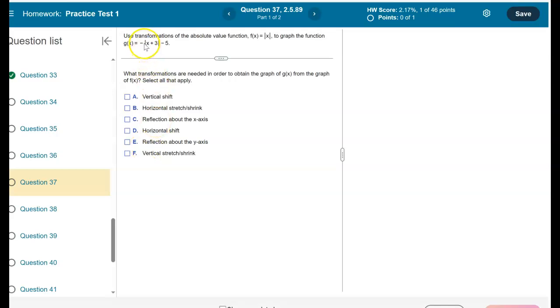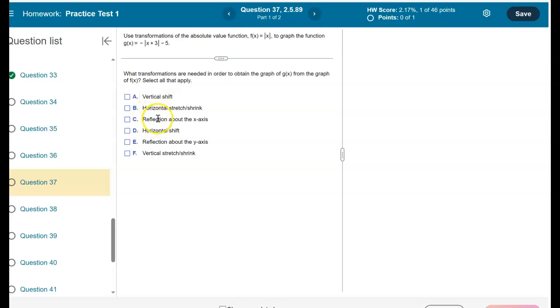Since the negative is not beside x, inside the absolute value, that means it is a reflection about the x-axis. So it's a reflection about the x-axis. And the positive 3 here means it is a horizontal shift of 3 units to the left. And this is also a vertical shift of 5 units down.